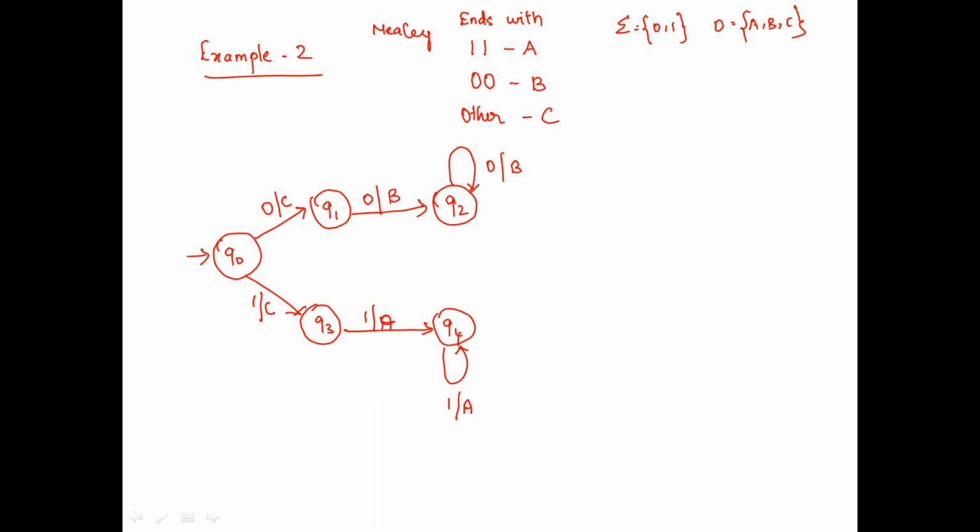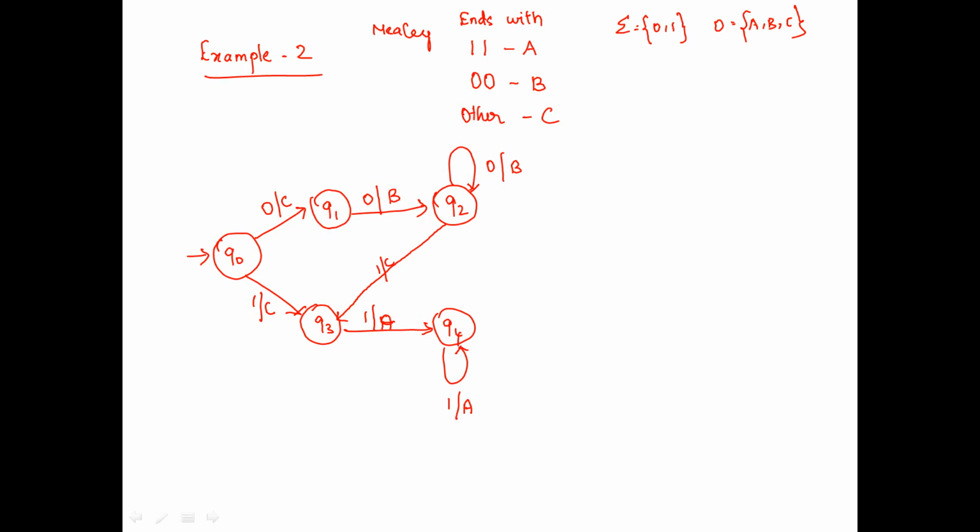Now what happens when Q2 sees a 1? When Q2 sees a 1, it goes to Q3 with C. It sees a 1. So after that it will check for this.